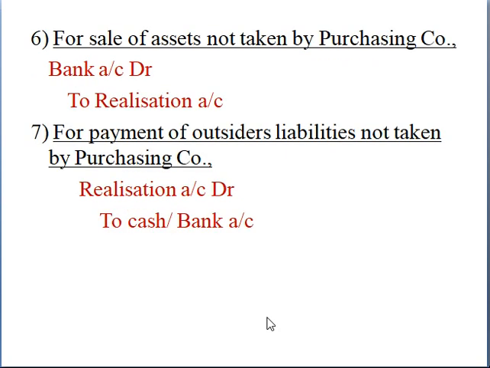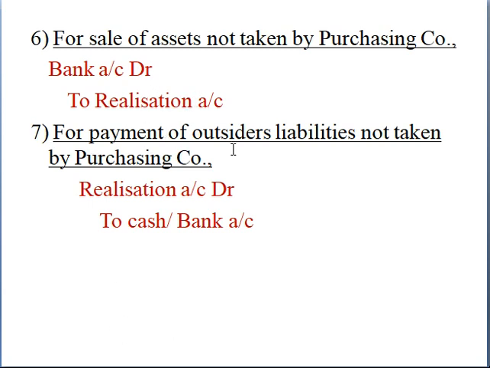Again, sixth one is for sale of assets not taken by the purchasing company. See, in some cases the purchasing company may not take certain assets. Those assets may be sold off by the selling company itself. When the selling company, this transferor company, sells its assets, it receives cash out of it. So cash is to be received. Debit what comes in according to real account. So bank account debit to realization account.